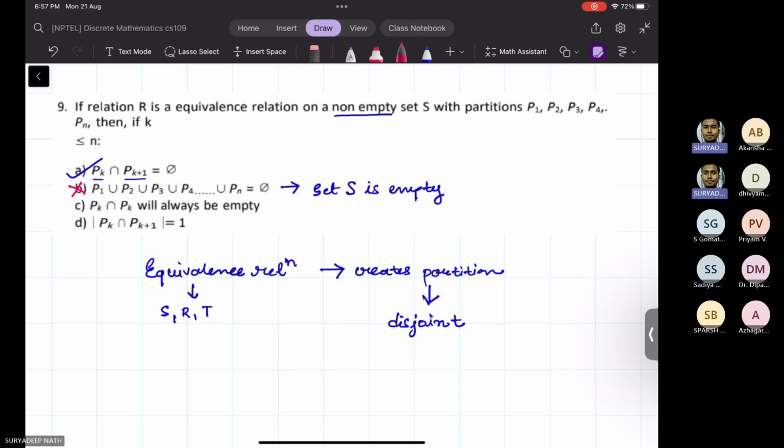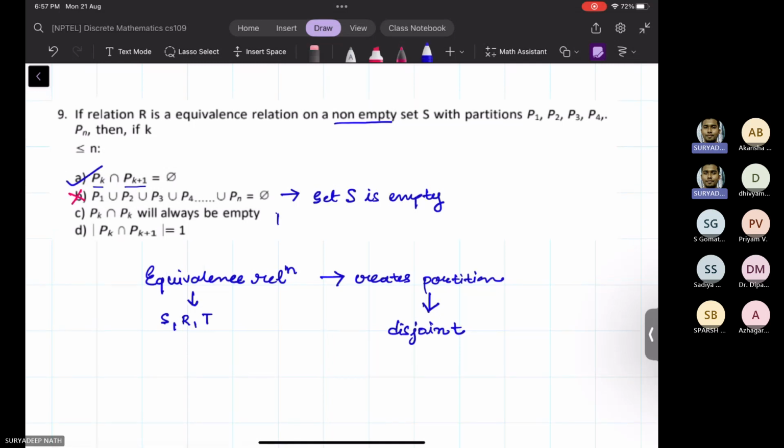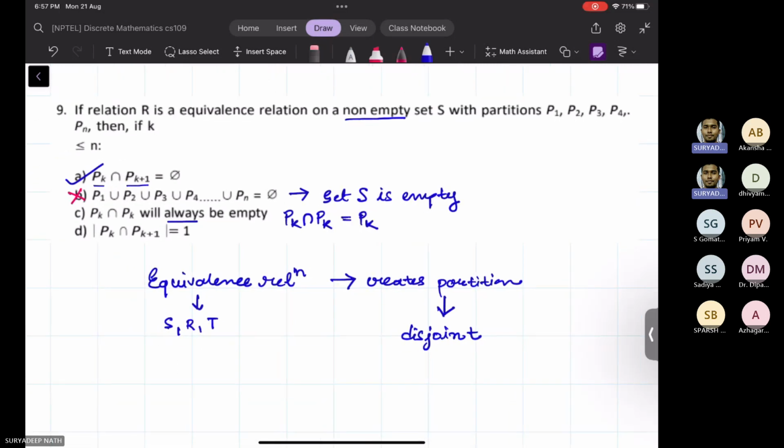See, the intersection of PK and PK will always be empty. A set's intersection with itself will be itself. So PK intersection PK is nothing but PK itself, and they are saying that it will always be empty. This will always be empty only if PK is always empty, but PK is not always empty, right? PK can be of any size, we don't know. So it's not guaranteed that it will always be empty.